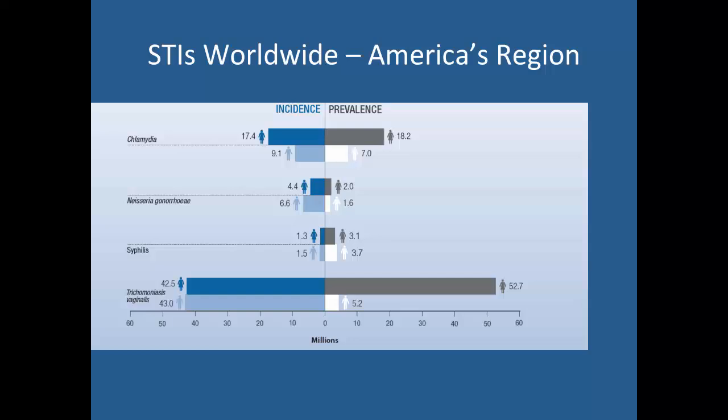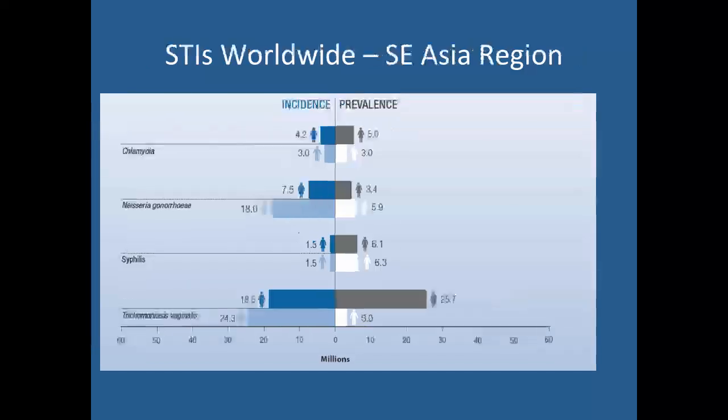Again, when you look at trichomonas, it's quite interesting to see that almost half the population has an incidence of that disease, which is quite significant. 50% of women have the prevalence of that disease. So it's not insignificant. And then when you look at Southeast Asia, the percentages are lower for the most part, but again, still fairly representative.